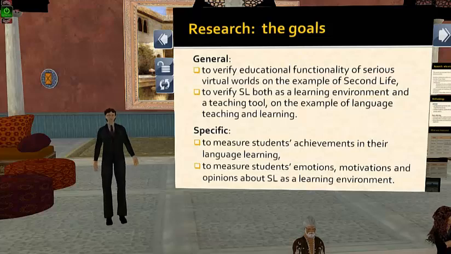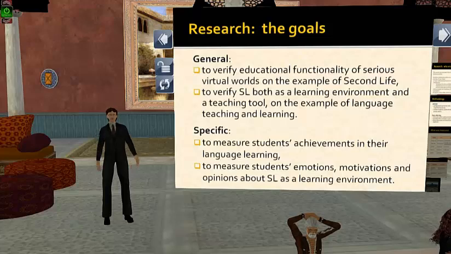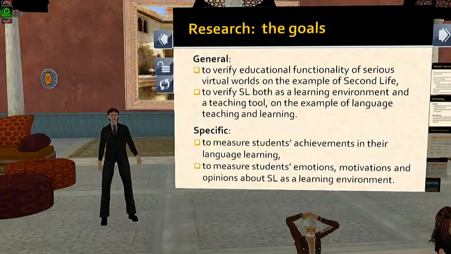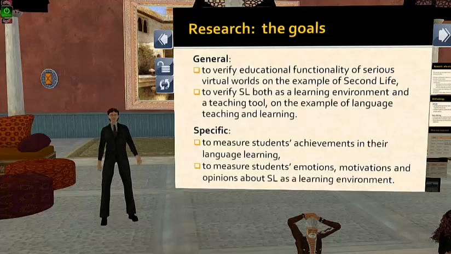Second, I wanted to verify Second Life both as a learning environment and a teaching tool for Polish students. You must know that Second Life is not very popular in Poland, and the literature is very poor. It almost doesn't exist. So my book is actually the first book of this size in Polish literature. Certain things that I mention in my book are an introduction to maybe even basic things, but I did it intentionally for the Polish reader and Polish reviewers.